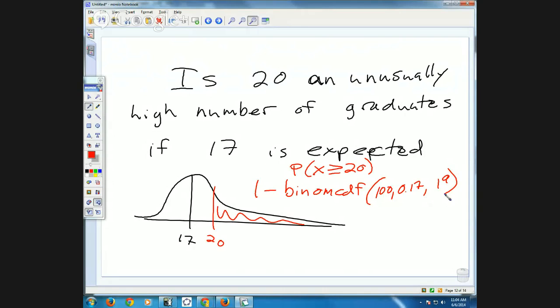That should be the calculation we want. Yep, that's the x minus 1. Anybody got a number on that?